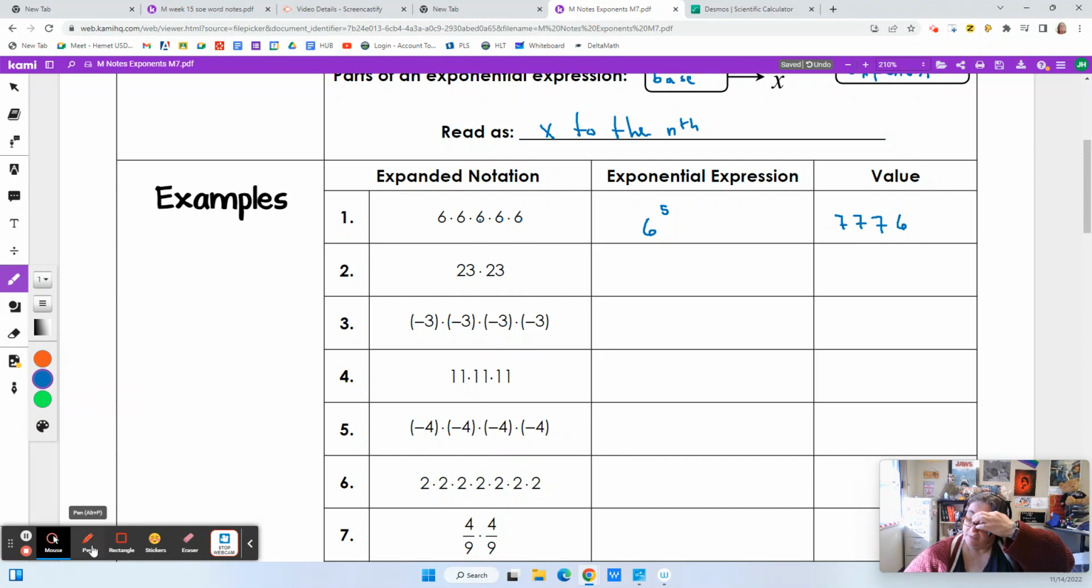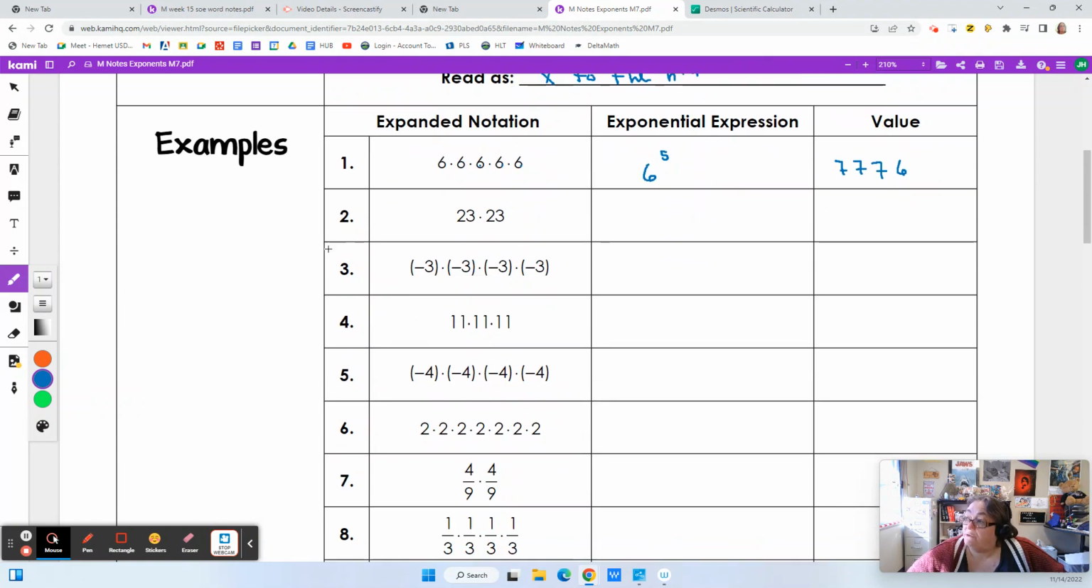Let me get away from this thing right here. So let's look at this one. What would we have with 23? Well, 23 times 23, our base is going to be 23. How many times are we multiplying it? 2. So it's 23 to the second power. What does that equal? I don't know. I can't multiply that in my head, 23 times 23.